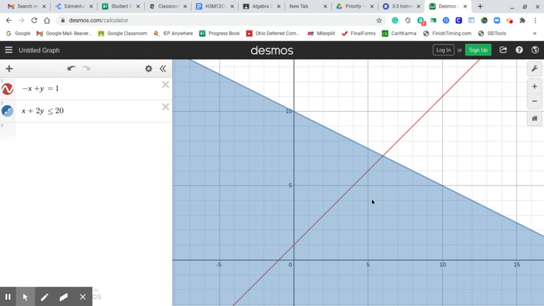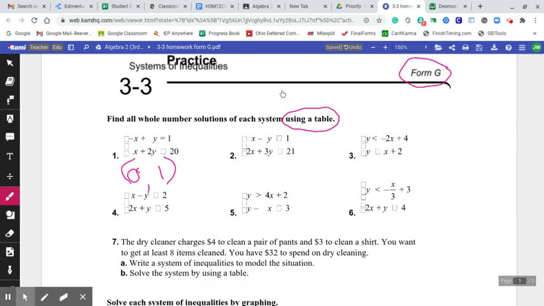So 5, 5 is a solution right here. 1, 1, 2, 2, 3, 3, 0, 1, 0, 2, 0, 3, 0, 4, 0, 5. There's a lot of whole number solutions. So I put just one of them, 0 across and 1 up right here is a solution because it is in the shaded area. So there's my 0, 1.